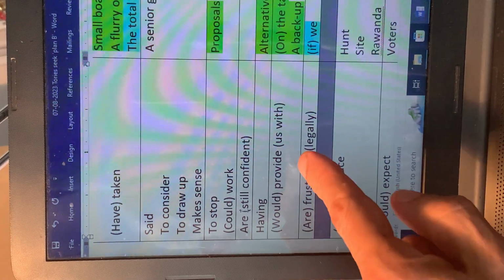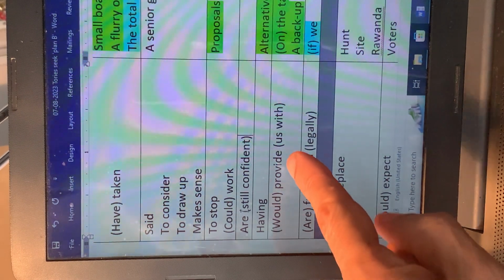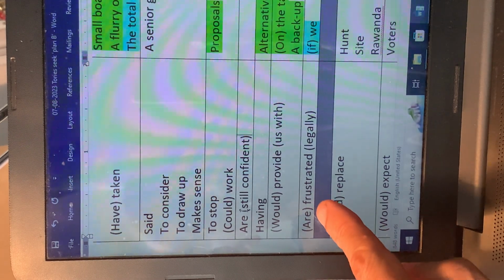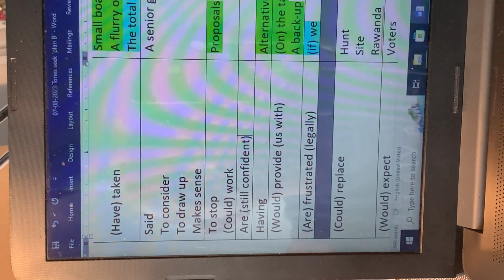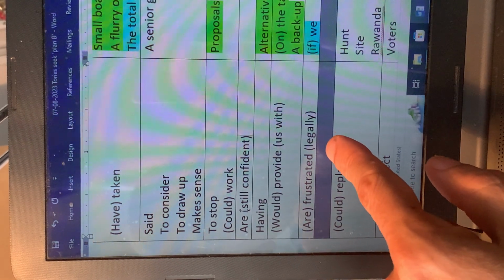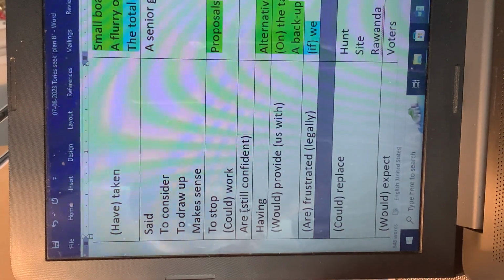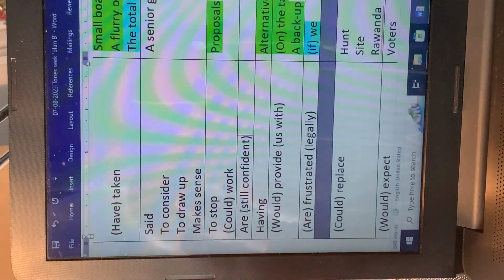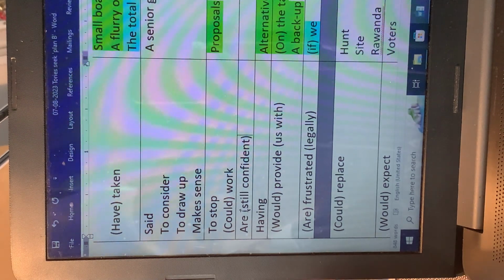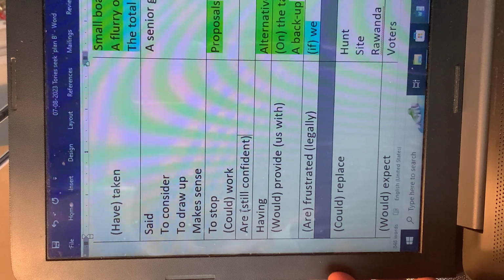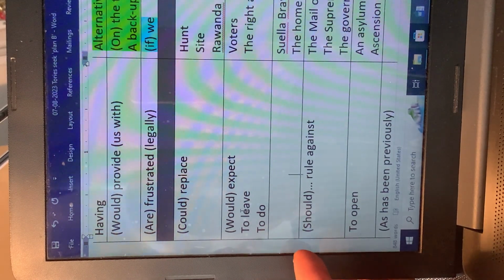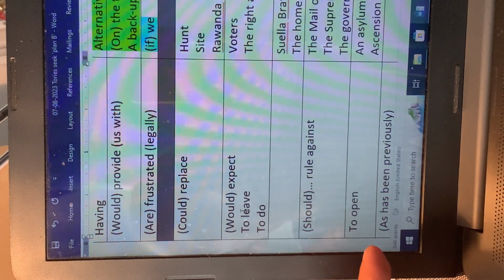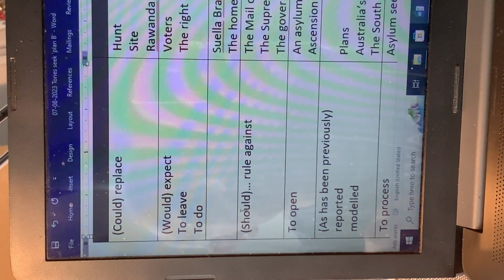Okay, having, and then would provide us with. Provide is the verb in the present, this is ing, frustrated. Legally, and there's also lawfully in the actual article. There are quite a few legal words used in this particular article because, as you know, politics and the law are linked together. Politicians rely a lot on the law in their decisions as well, so it's not only politics but law and politics together. Could replace, would expect, should rule against, as has been previously reported.